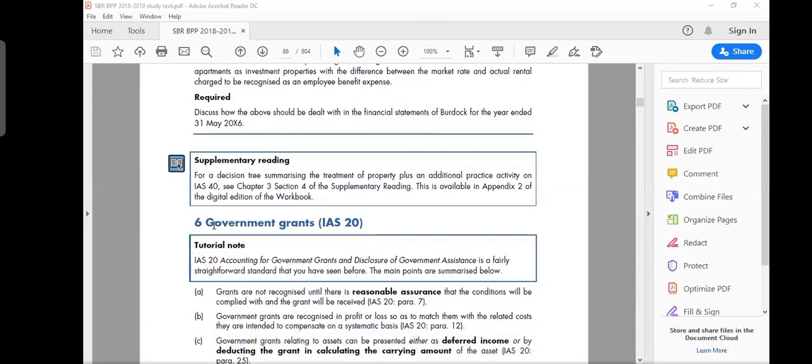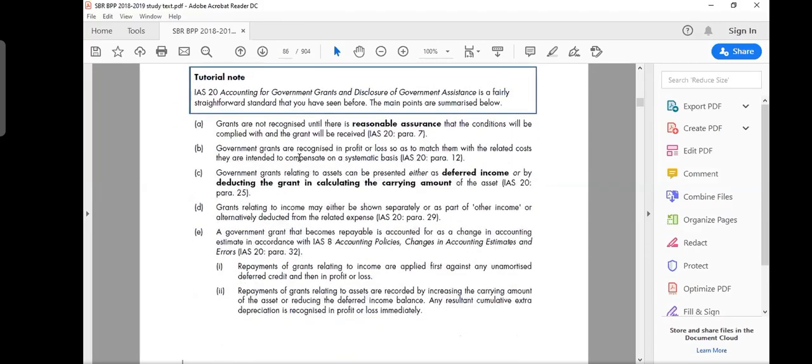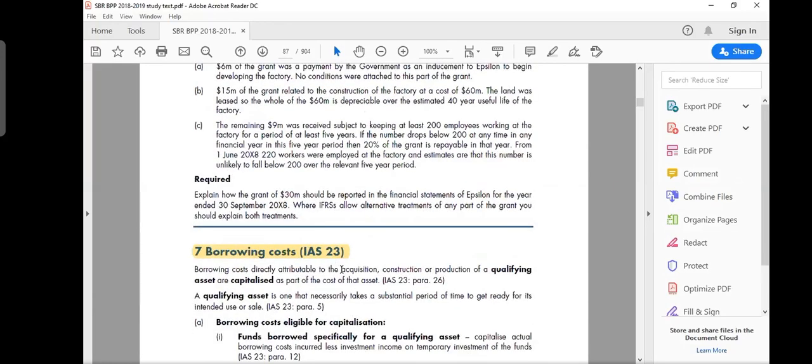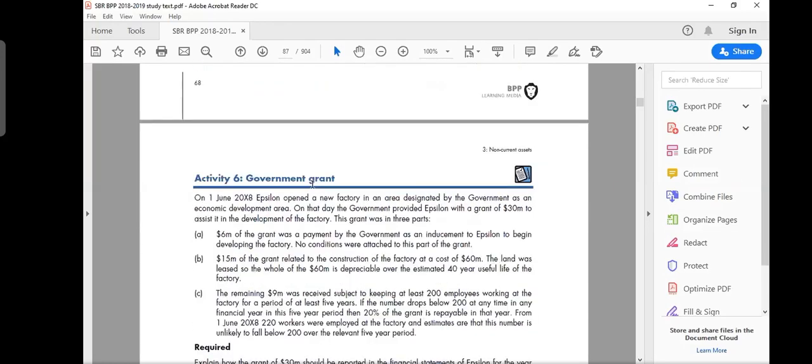Okay, so the new standard which we are going to do today is a short standard, IAS 20, called government grants. Actually, what they have given you in your SBR book is very short. If you can see, it starts from here and it ends here. That's all. And then they come to the next standard, borrowing costs.